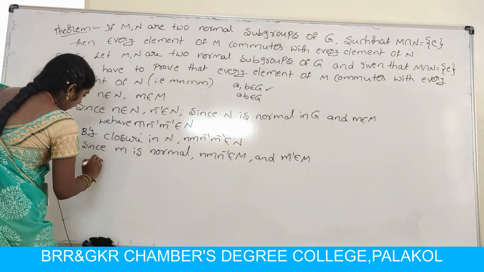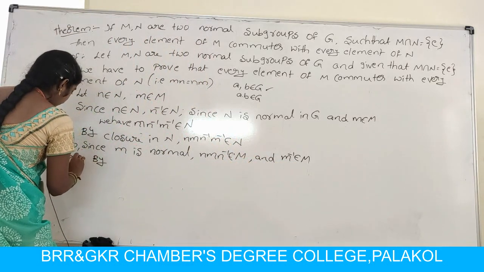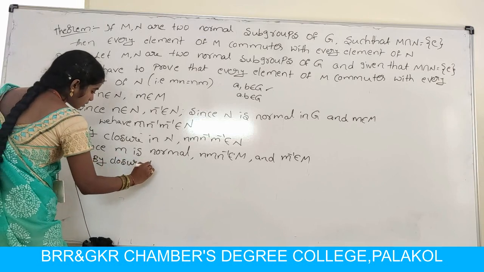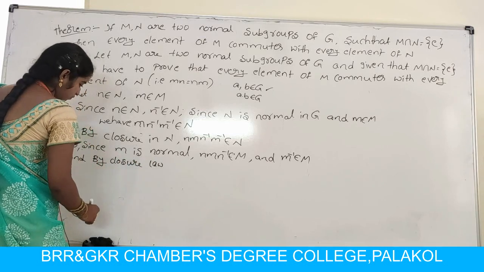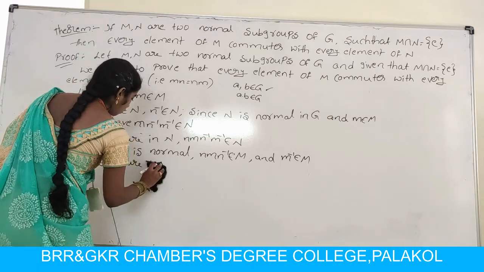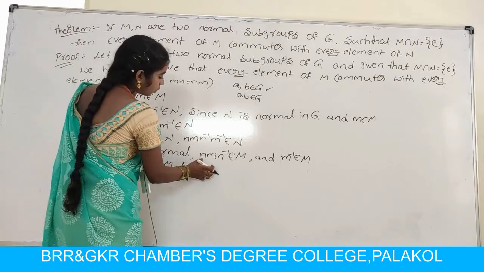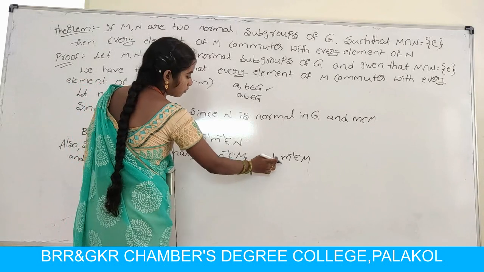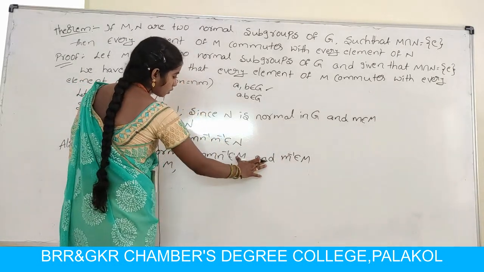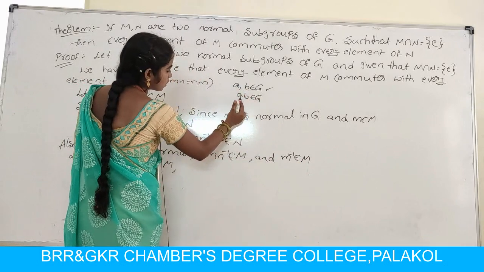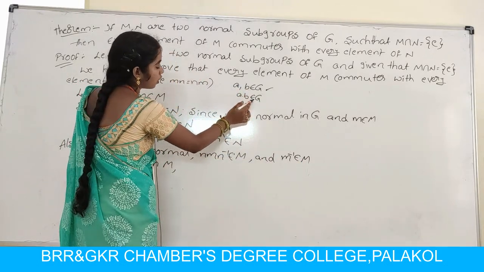So by closure law, or by closure in M, already you know that n inverse belongs to M, m inverse belongs to M. So that means already you know that a, b belongs to Z, with respect to multiplication, ab belongs to Z.